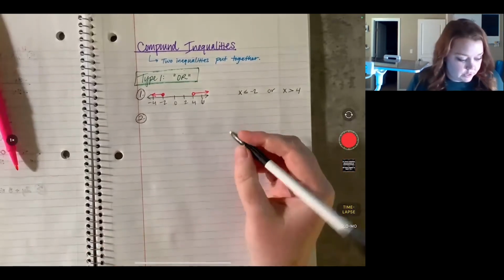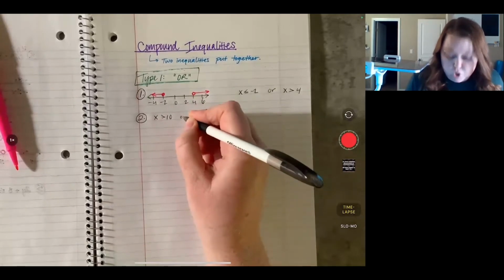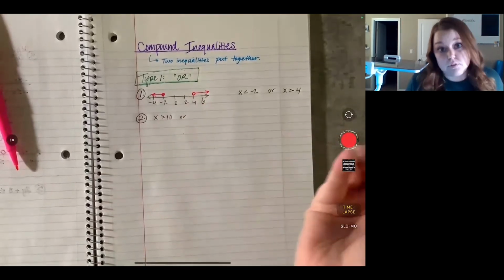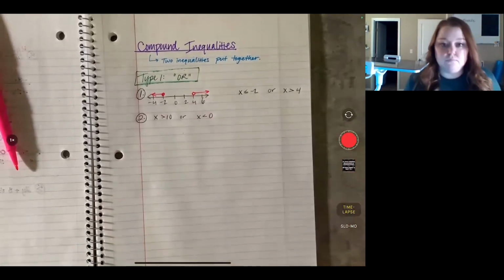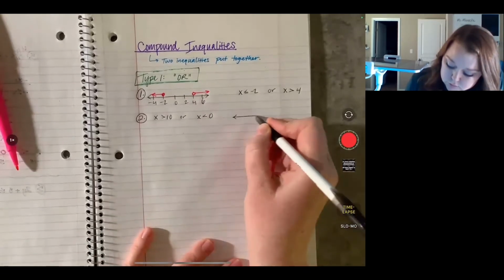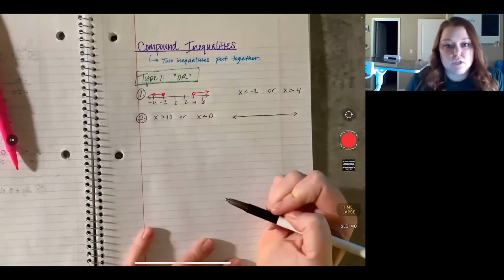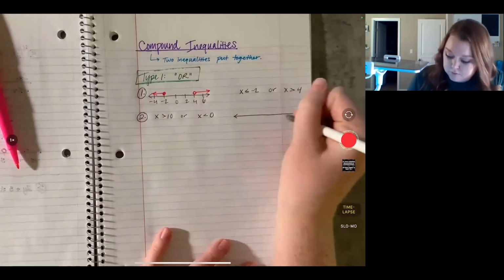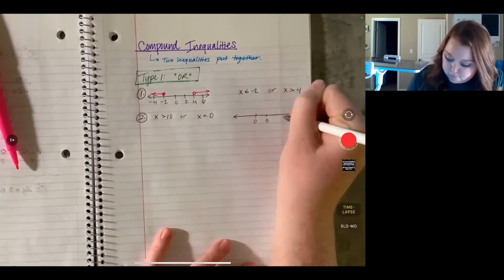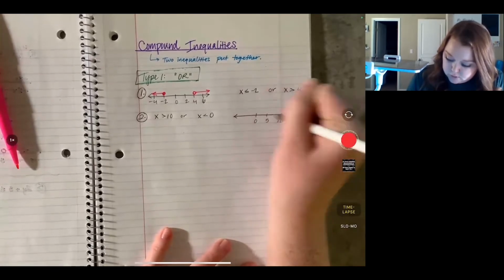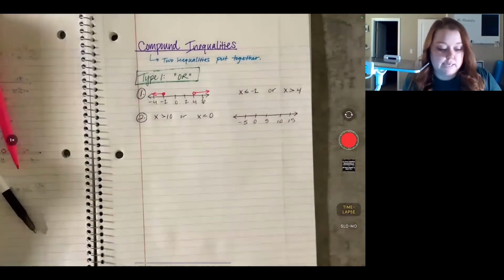Okay, so here's your next one. X is greater than 10 or, and you have to write or to know what type it is, or x is less than 0. Okay, so I have to include these 2 points on there, 0 and 10. So you could count by 5s, 10s. I'm going to count by 5s. So I'm going to put 0 right here, 5, 10, 15, -5. You just got to make sure you at least include those points of interest.